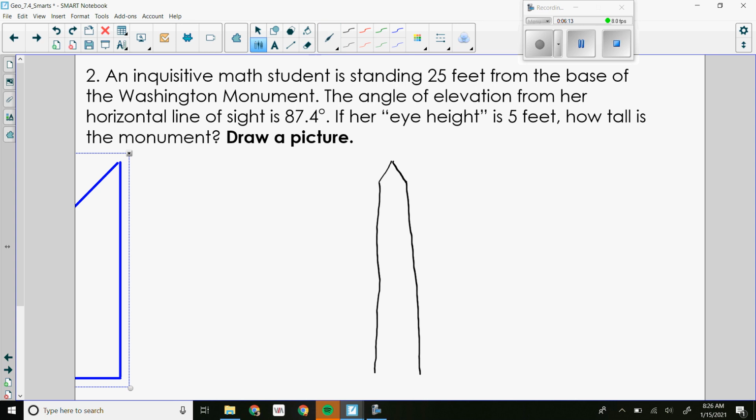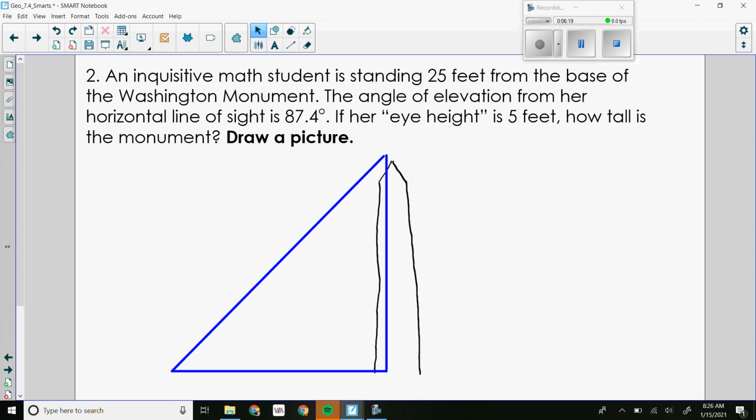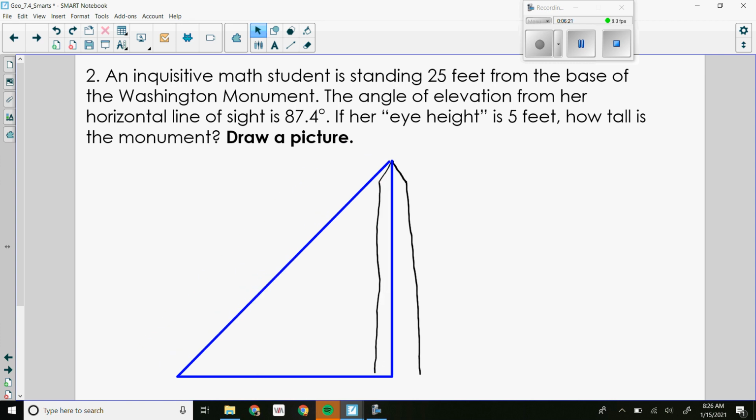So I drew a picture here. The Washington Monument is, I think it's called an obelisk. Don't quote me on that. And if we make a right triangle, I drew one earlier, we're going to put it so it's lined up as a right angle from the base to the top. Okay, and it has this person standing over here at the other side of the right angle. Excuse my stick figure.